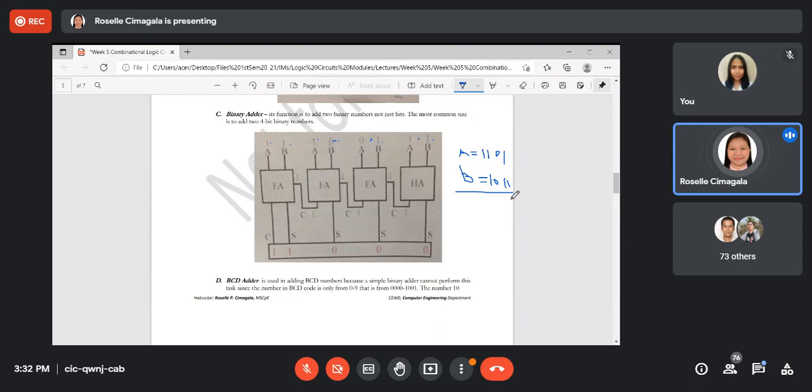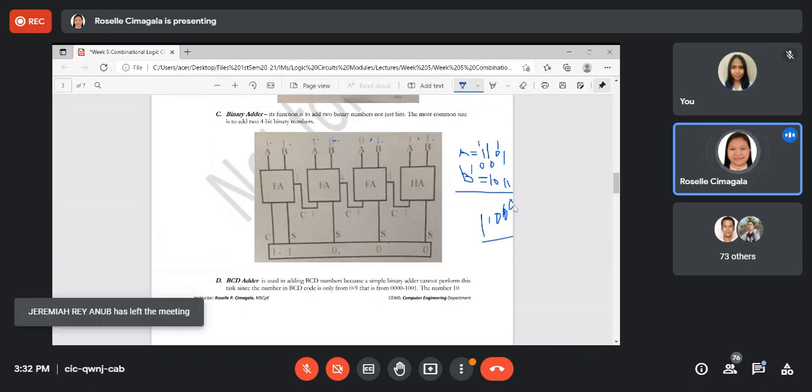Ang output na kay 0, carry 1. 1 plus 1 is 0. Carry 1, 0. 0 ni. Carry 1. 1 plus 1 is 0. Carry 1. 0 plus 1, 0 plus 0 is 0. And then 1 plus 1 is 0 carry 1. 0 plus 1 is 1. 1. Sakto ba ni? 1, 1, 0, 0. Okay, sakto, no? Mo ni atong output 1, 1, 0, 0, 0.